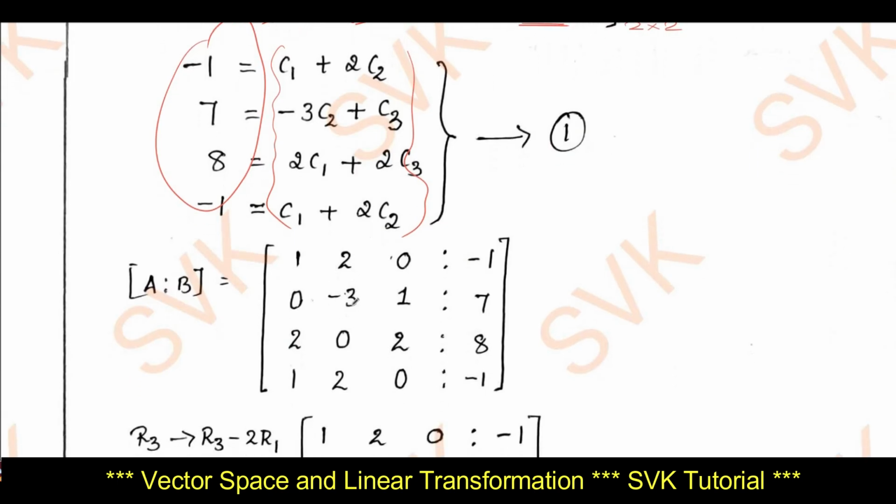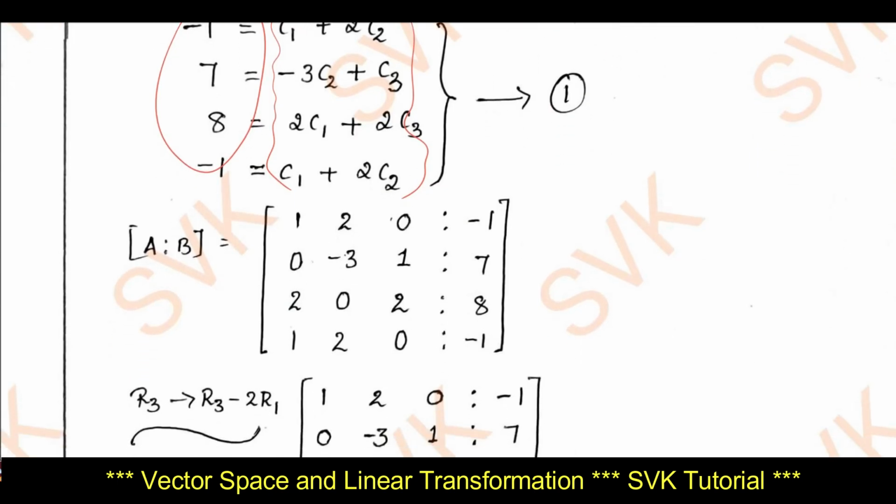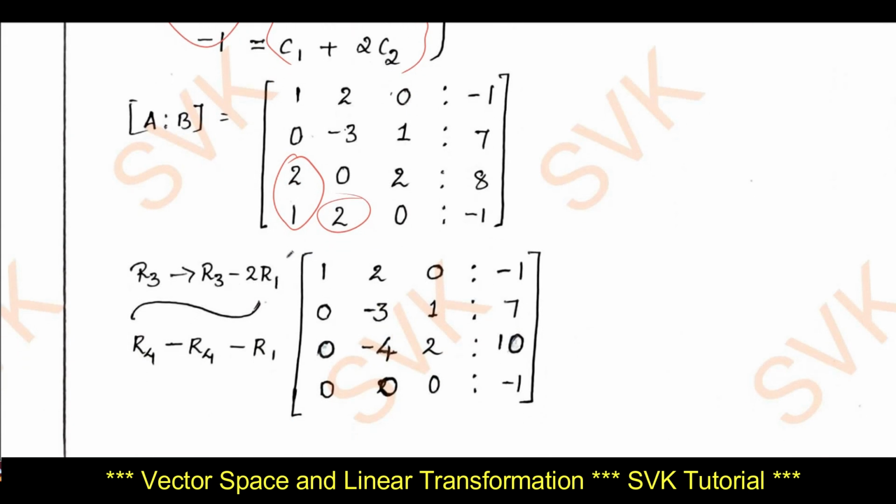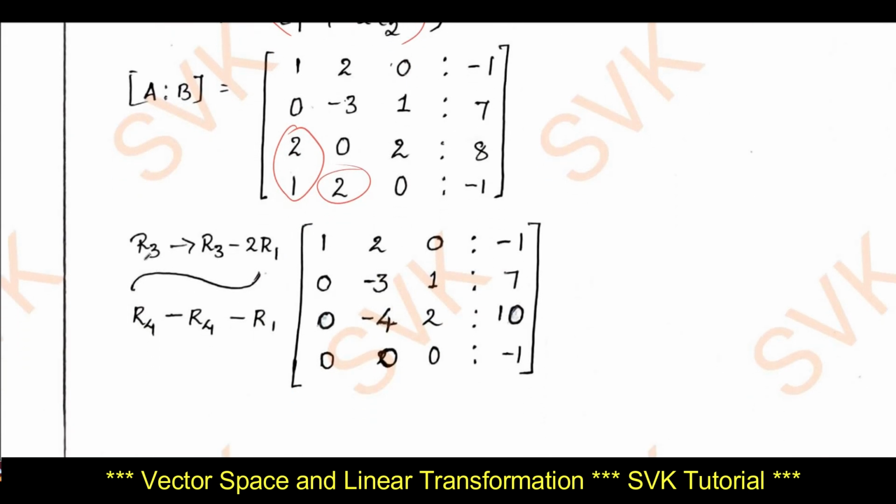Then I will go with the row reduced echelon form. I will try to make these elements 0, to get an upper triangular matrix. For that reason, I am going to do the operation R3 changes to R3 minus 2 times R1. The second row first element is already 0 here. I need to make these two elements 0. So R3 is changing to R3 minus 2 times R1.